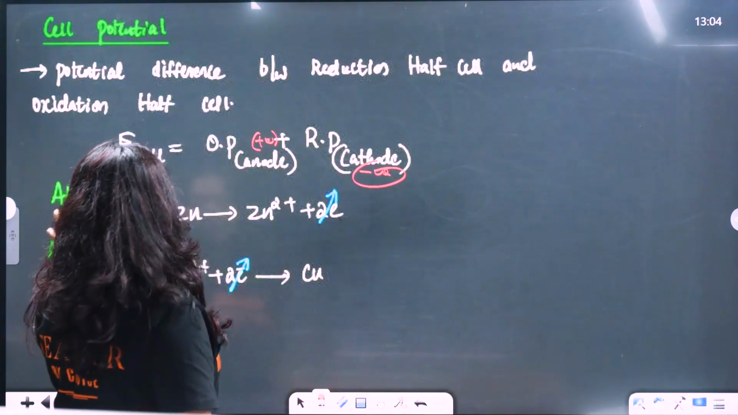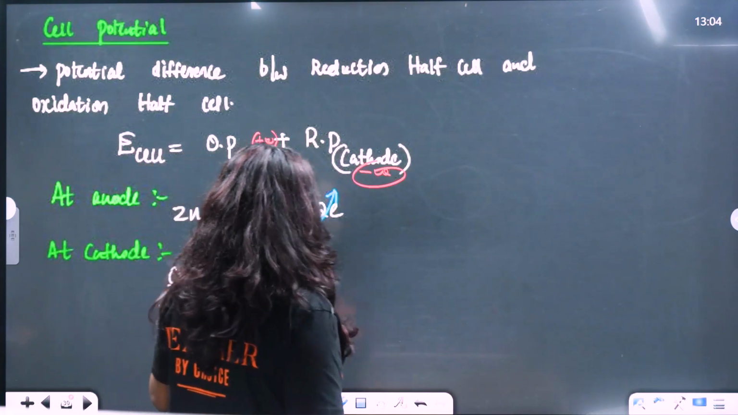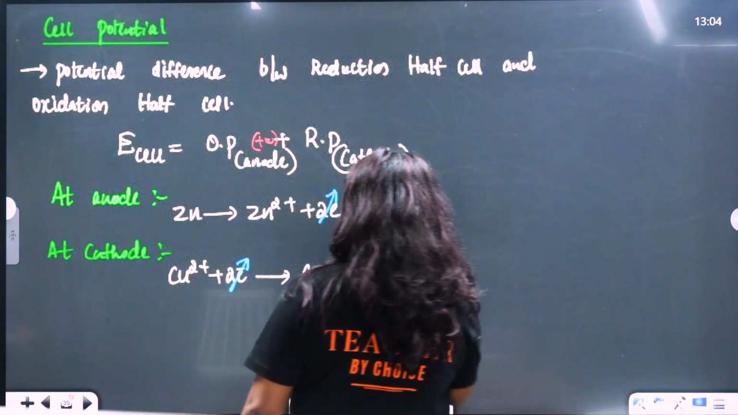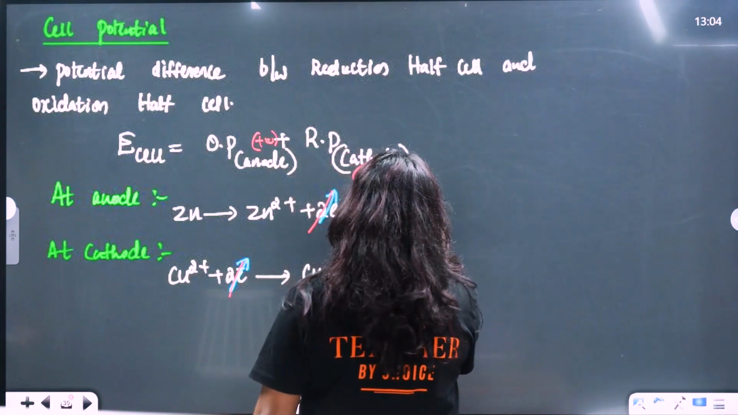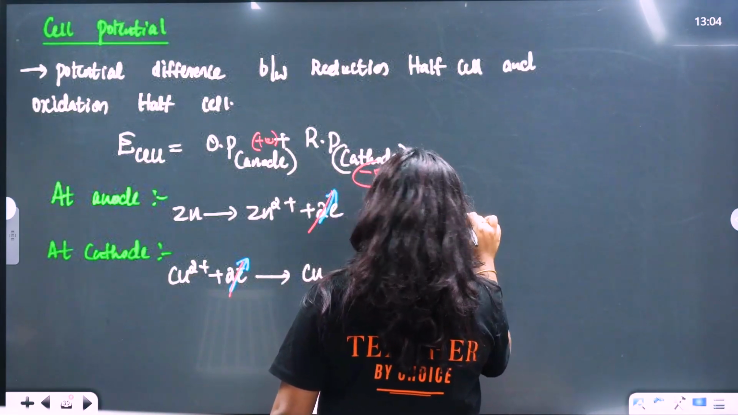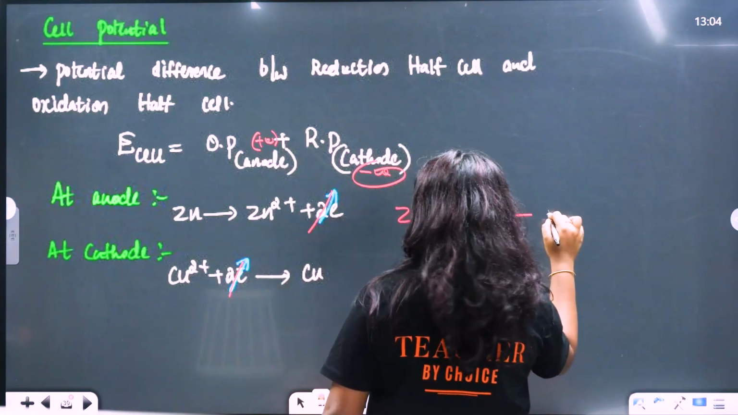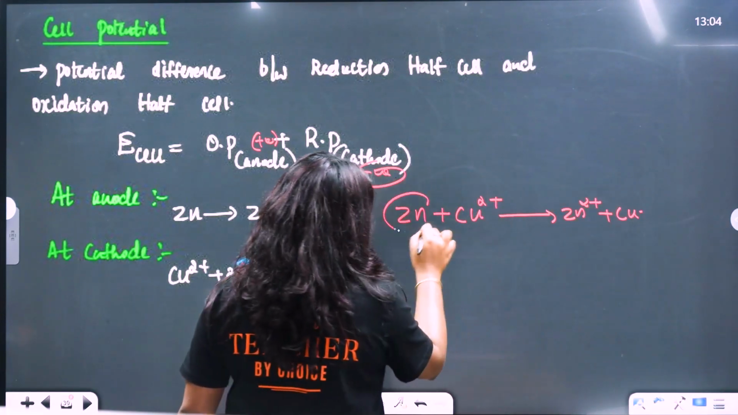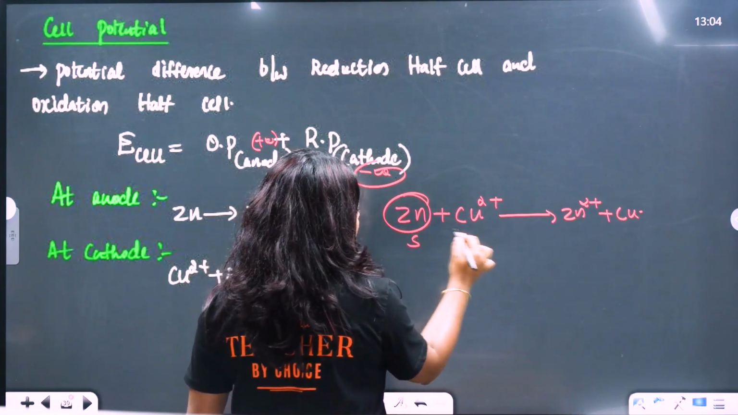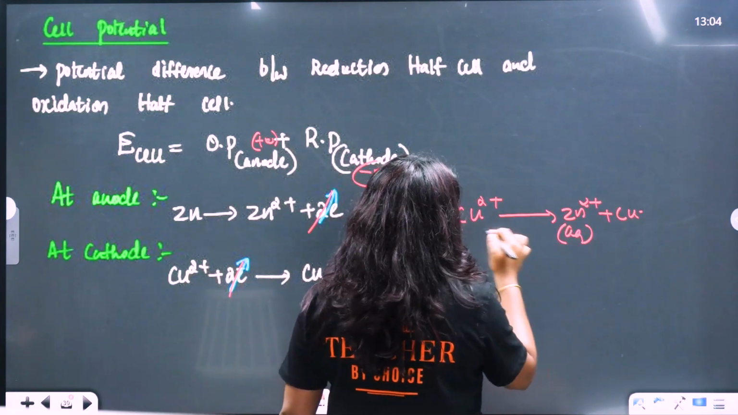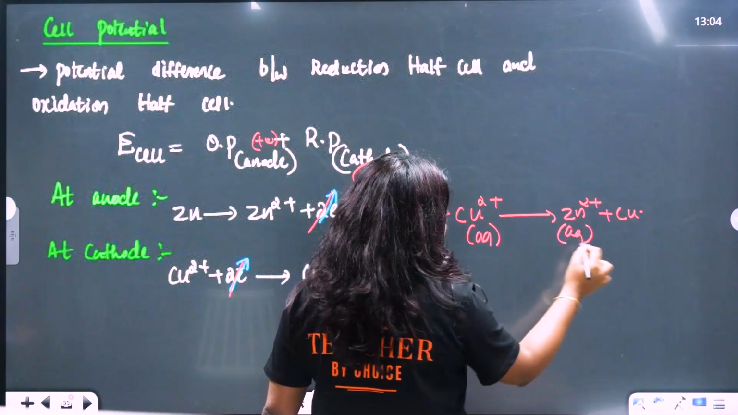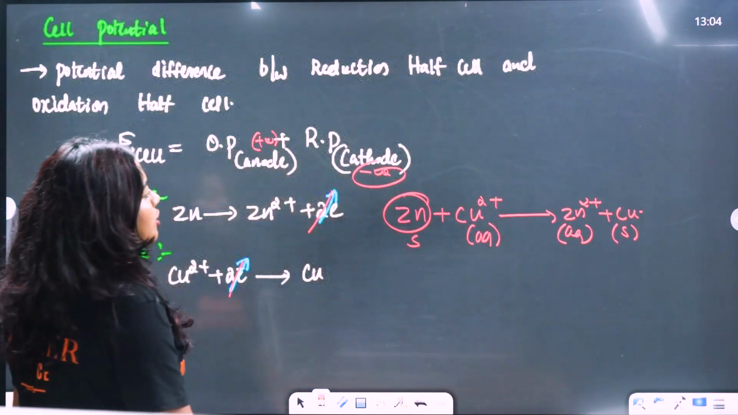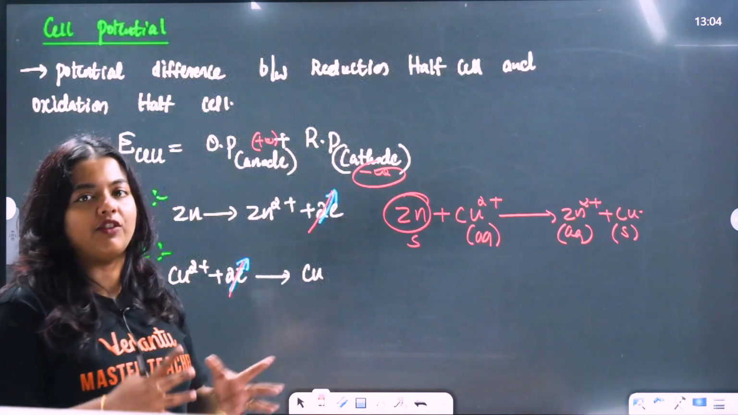So at the anode this happens, at the cathode this happens. So what is the complete total reaction? The complete equation will be Cu2+ plus Zn gives Zn2+ plus Cu. So the Zn, before the reaction, was in the solid state. Now it changes into the aqueous state. Before the reaction Cu was in the aqueous state, then it changes to the solid state. So this is what is happening in the cell potential. So the total cell potential will be together.